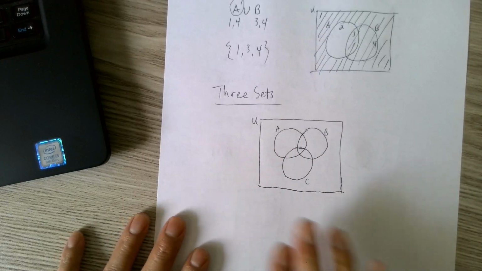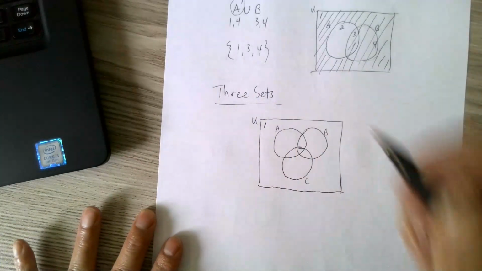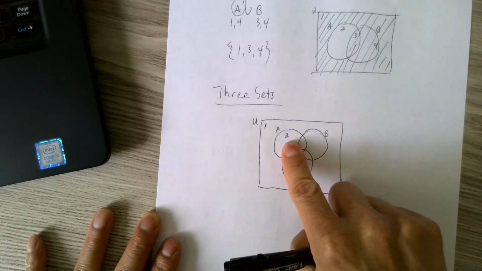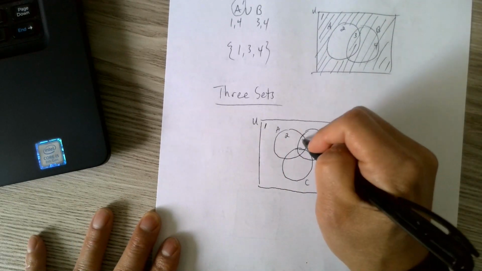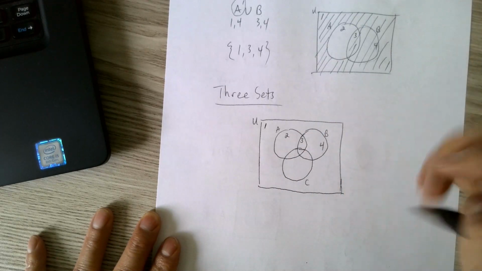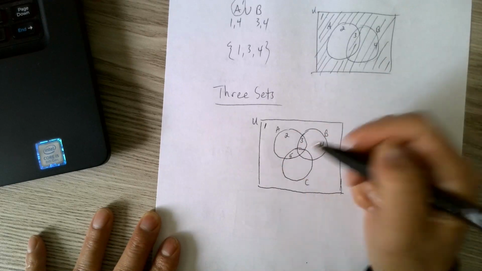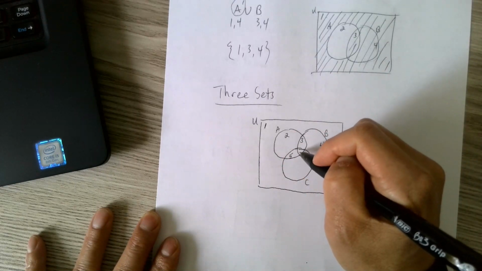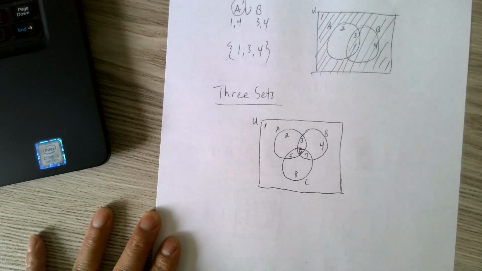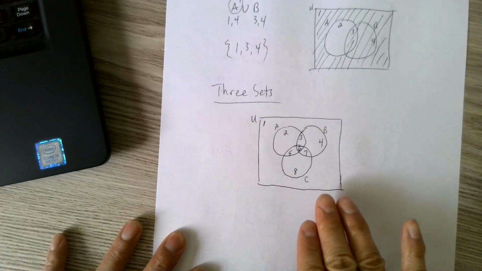Okay, so when I have 3 sets, the numbering system is different. Well, this part's the same. The outside is 1. This part's the same too. 2, 3, 4. But I still have more. This little region is region 5. The very middle is 6. This is 7. And down here is 8. So there should be a total of 8 regions if you drew this correctly.